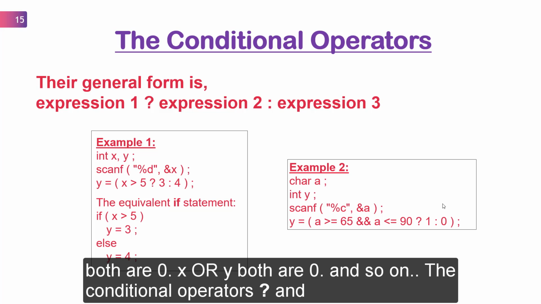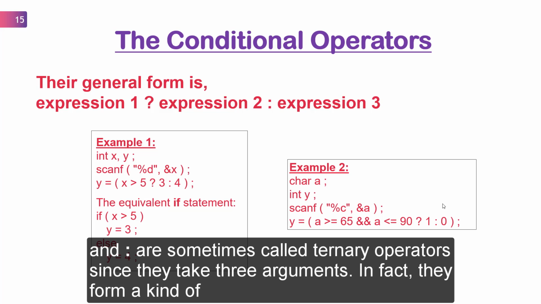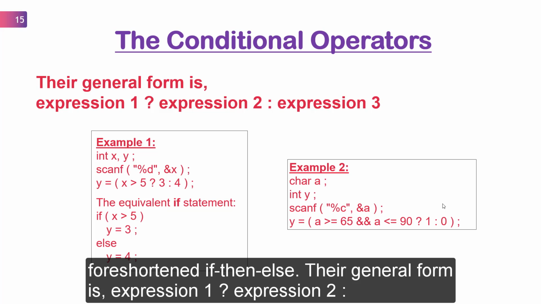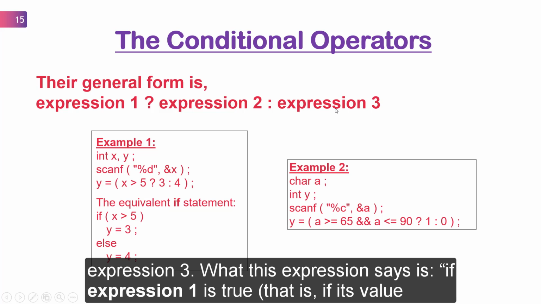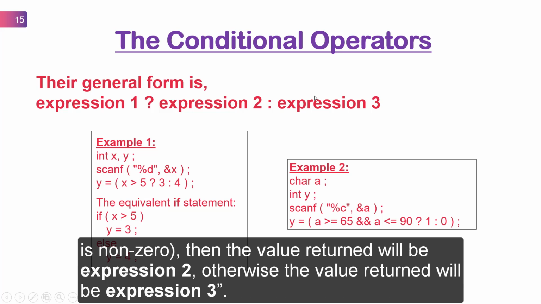The conditional operators question mark and colon are sometimes called ternary operators since they take 3 arguments. In fact, they form a kind of foreshortened if, then, else. The general form is expression 1 question mark, expression 2 colon, expression 3. What this expression generally says is, if expression 1 is true, that is, if the value is non-zero, then the value returned will be expression 2. Otherwise, the value returned will be expression 3.